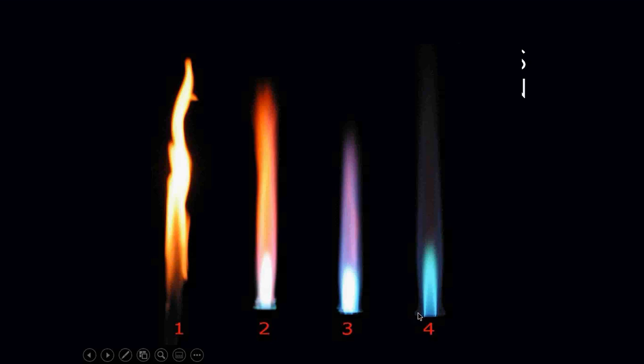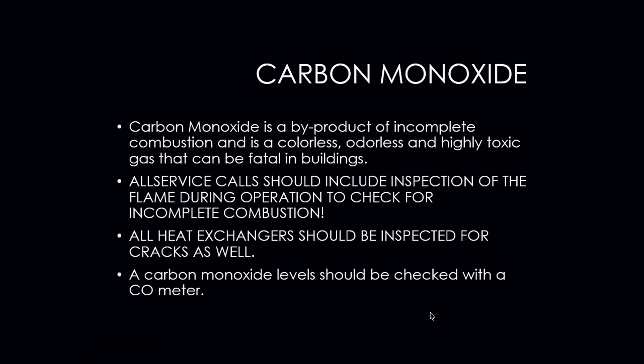So here we have three little examples of incomplete combustion, which is number 1 here, and complete combustion, which is number 4. Anytime you see anything of 1, 2, or even 3, you are not burning completely. We want to see a nice dark core color with a nice light blue outer core. This is what we want to see when we're dealing with a natural gas furnace. If we don't have that, we are running the potential of running into carbon monoxide.